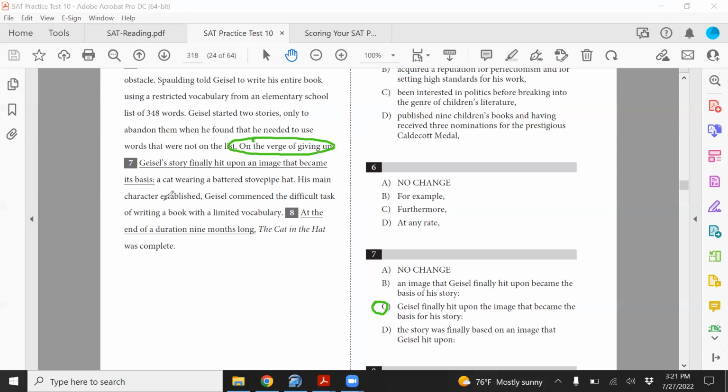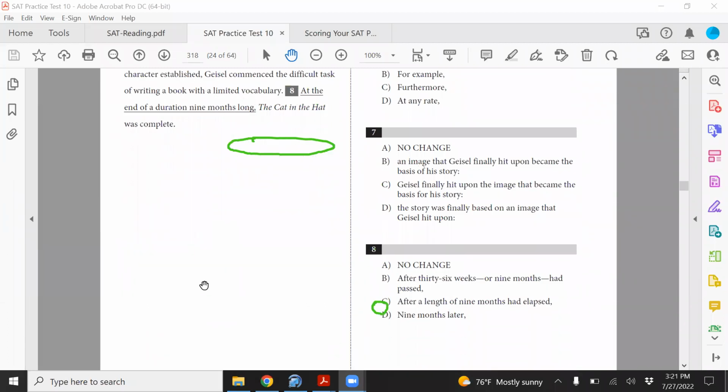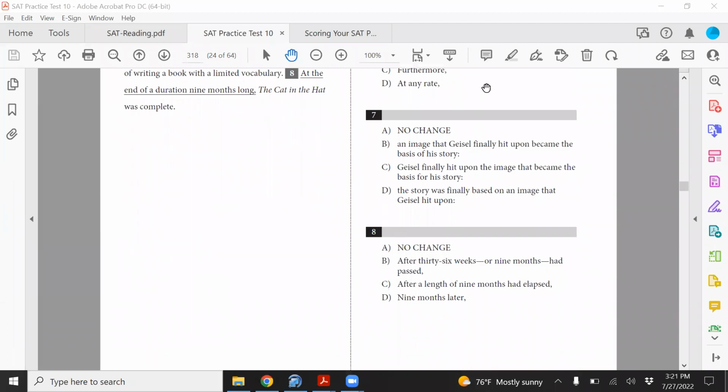His main character established, Giesel commenced the task of writing a book with limited vocabulary. At the end of the duration, 9 months long, that seems to be really wordy. The Cat in the Hat was complete 9 months later. Yeah, that's good. That's an easy one. Do you want to be concise with your words?